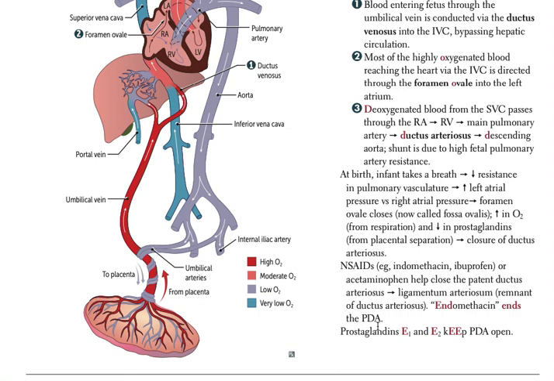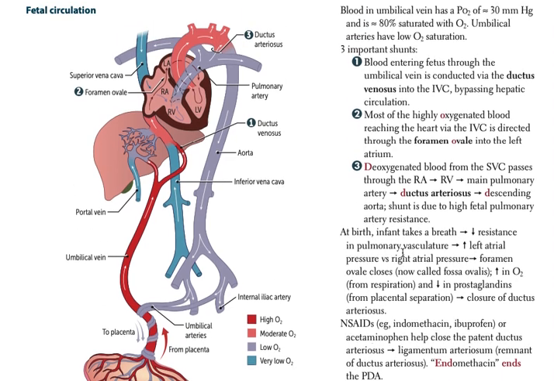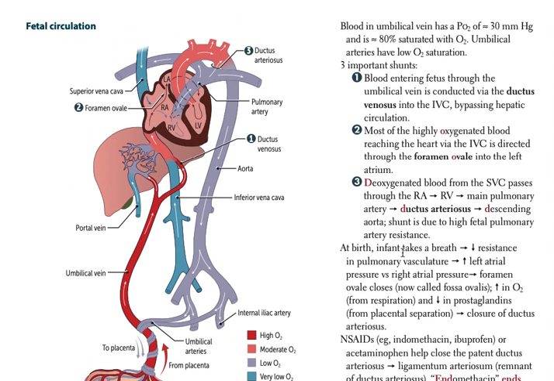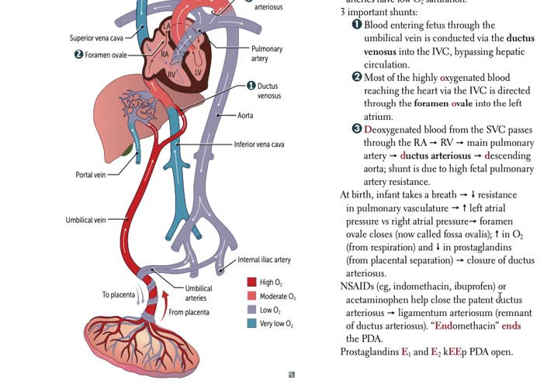At birth, the infant takes a breath. There is a fall in the resistance in the pulmonary vasculature, which increases the left atrial pressure versus the right atrial pressure. The foramen ovale closes, now called the fossa ovalis. Increase in oxygen from respiration and decrease in prostaglandins due to the separation of the placenta all lead to the closure of the ductus arteriosus.